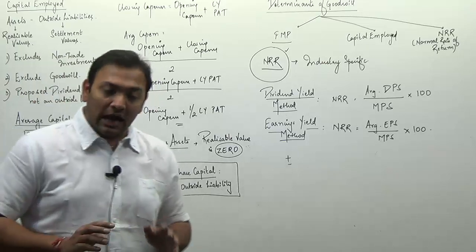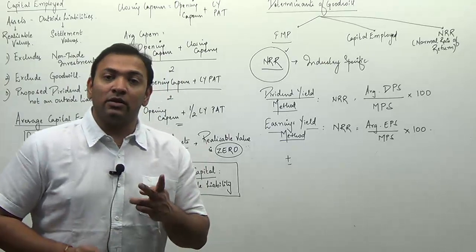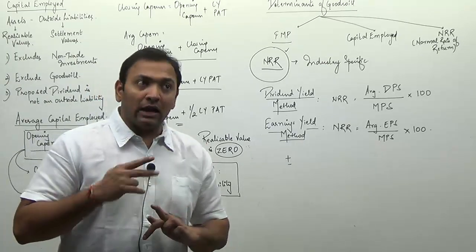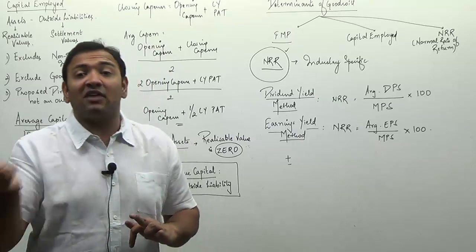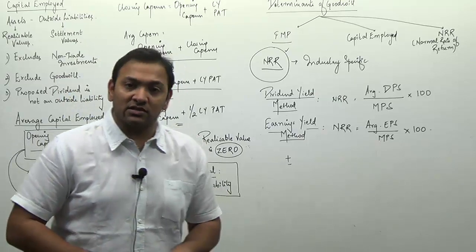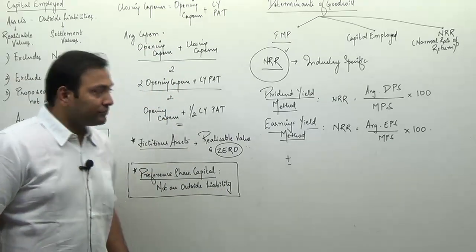As of now, only have in mind that the industrial average NRR needs to be adjusted, either for a risk premium or a risk dilution. Now, a risk is called a premium when I have an unfavorable ratio. Whenever I have a favorable ratio, there's a dilution in the risk. That is a simple understanding as far as the NRR is concerned.